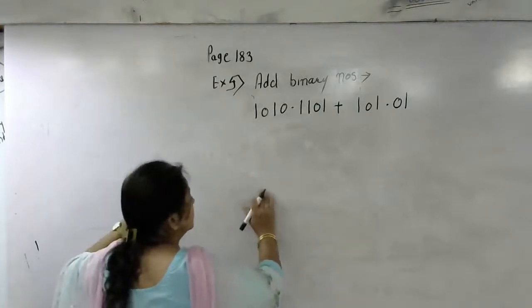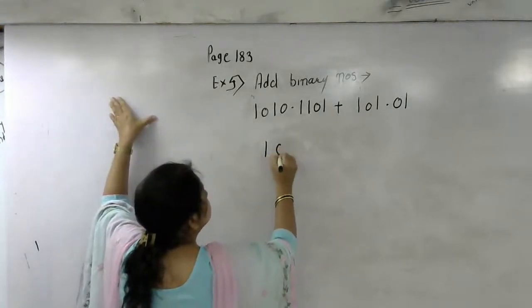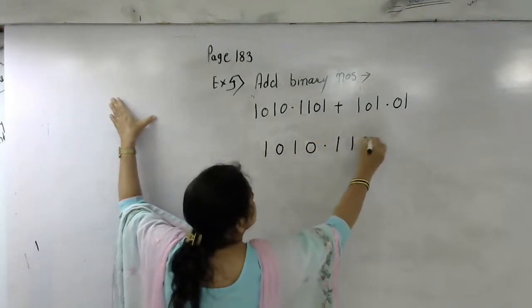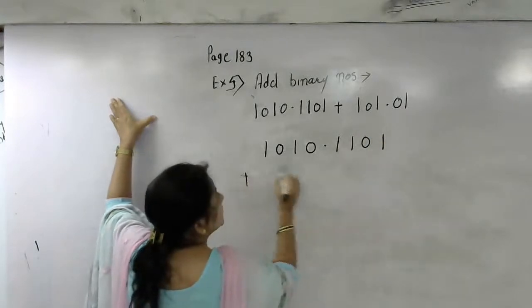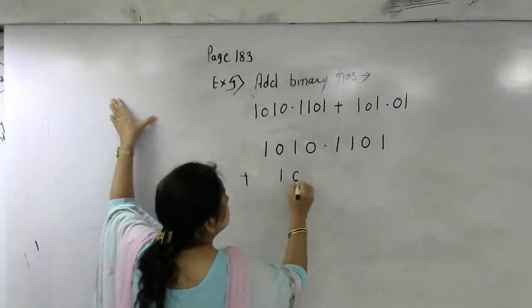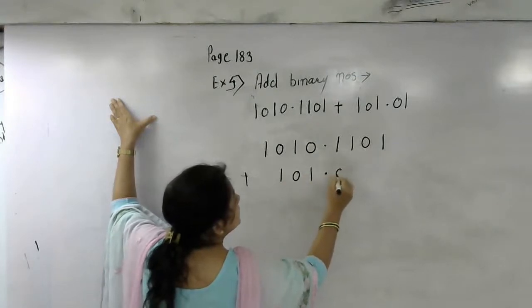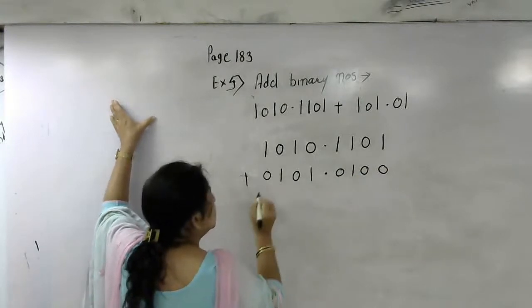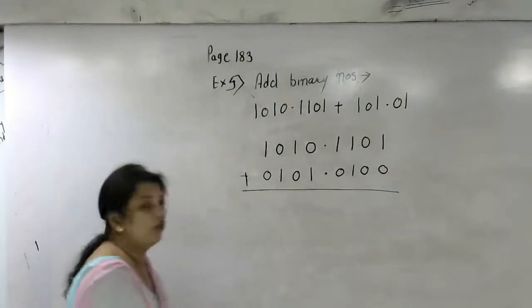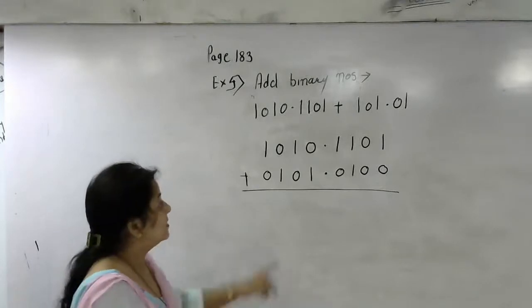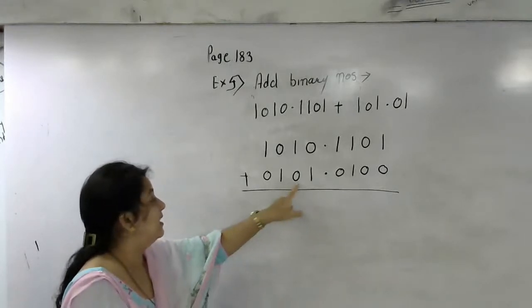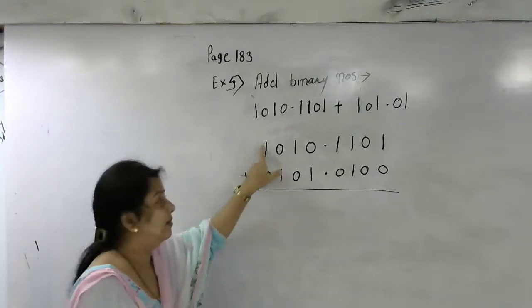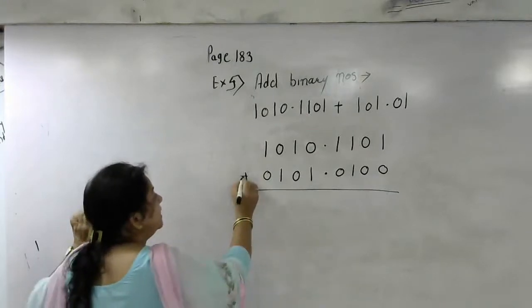So add zeros here. You may add 0 here and make an equal number of bits for both the numbers. Without changing the value of that number, add zeros and make an equal number of bits like the first number, and then follow the rules of binary addition.